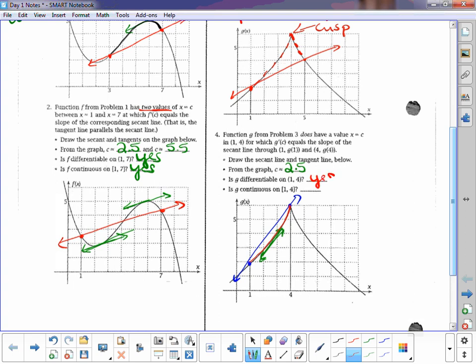Is it continuous on the closed interval? So now we're back to being differentiable on the open, continuous on the closed, and lo and behold, we have a tangent line that is parallel. All right, questions on the front side?